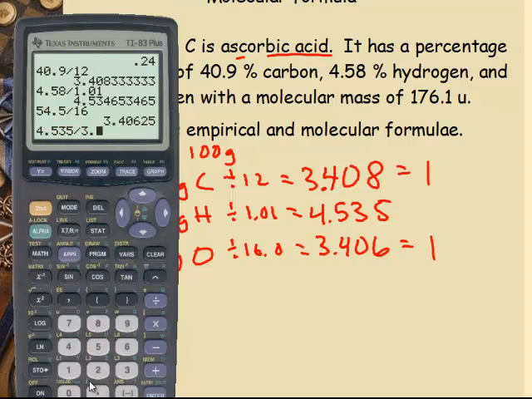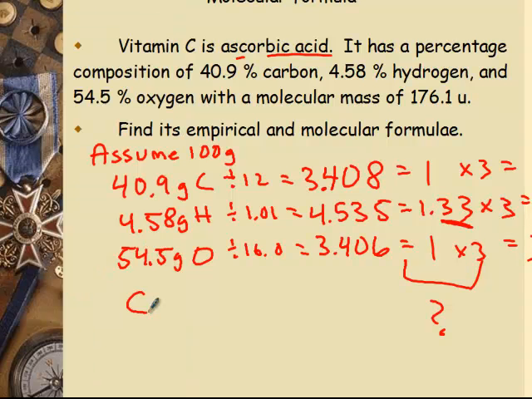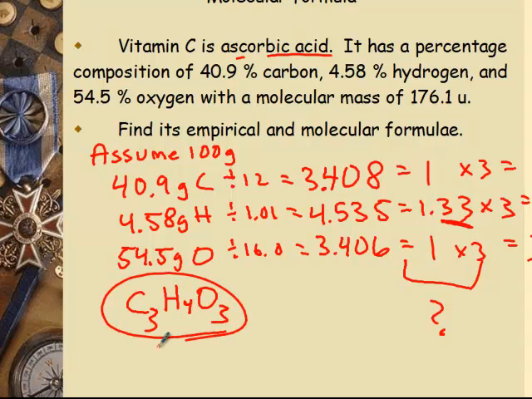4.535 divided by 3.406. And you can see this is the other step, if you go watch the empirical formula video, where I have to think it has to be a whole number at this point, or one of those decimal equivalents we've been discussing: a quarter, a third, a half, 2/3, 3/4. And this one's 0.33, so I'm going to multiply by 3. If I multiply that by 3, I have to multiply them all by 3, and I get a 3, a 4, and a 3. So the correct empirical formula is C3H4O3.